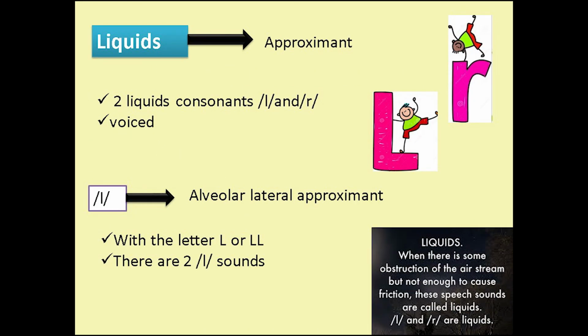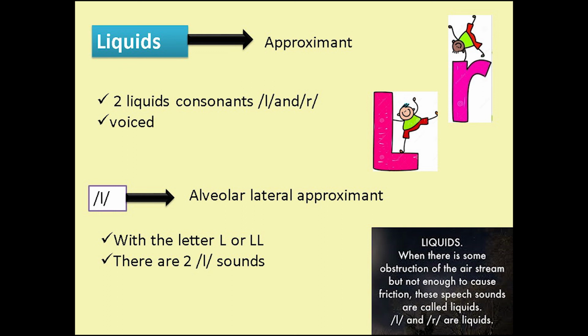Liquids. A liquid is an approximant or consonant produced when the tongue approaches a point of articulation within the mouth but doesn't come close enough to obstruct or constrict the flow of air enough to create turbulence, as with fricatives. The flow of air is redirected around the tongue and toward the sides of the mouth before exiting through the lips. In English phonetics, there are two liquid consonants, the L and the R.